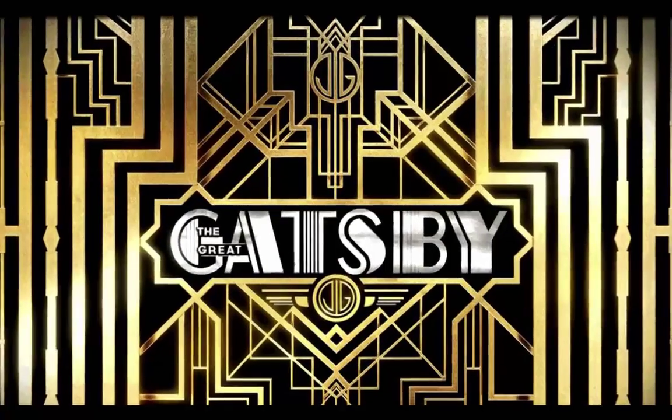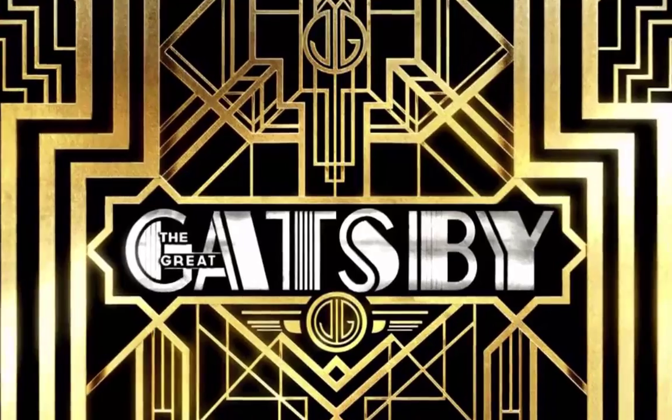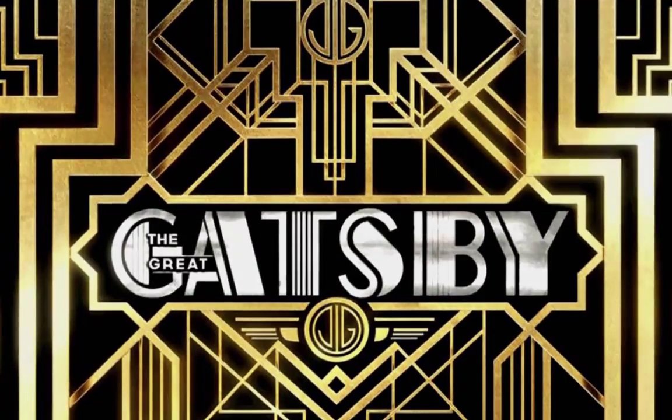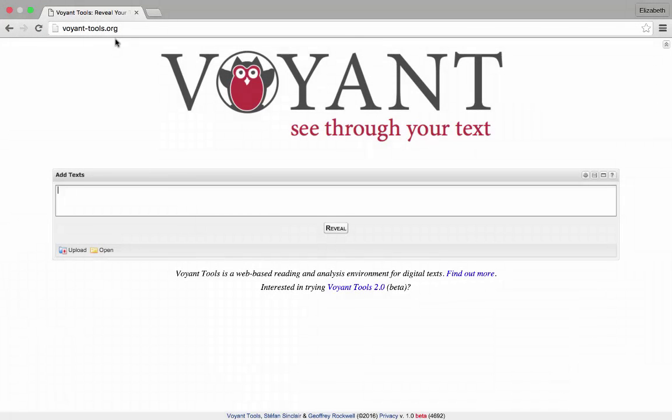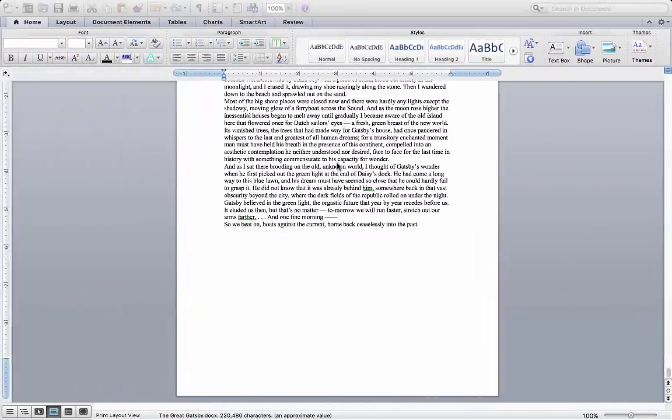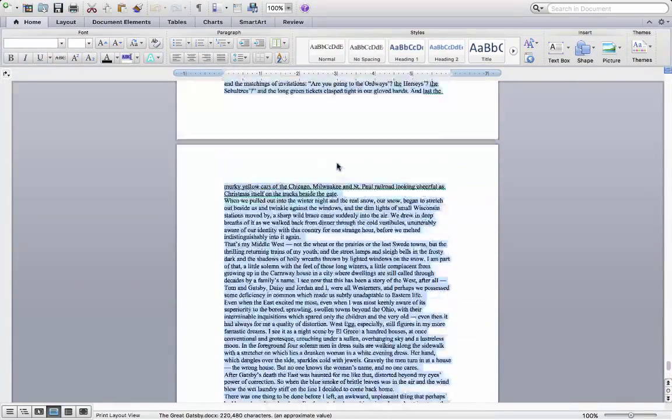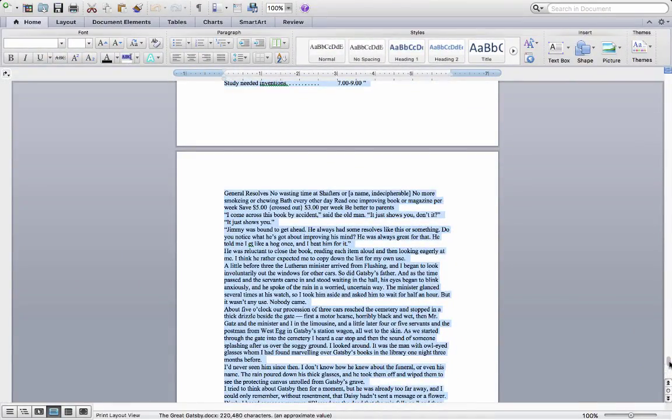I decided to do my digital humanities project on The Great Gatsby by F. Scott Fitzgerald. First of all, I opened up Voyant, which is supposed to take the text of a novel and pull out specific words that appear over and over again, and hopefully will display certain themes that are found throughout the novel.